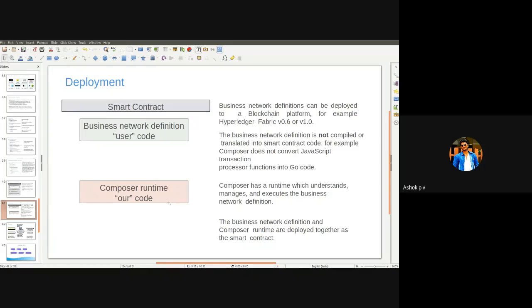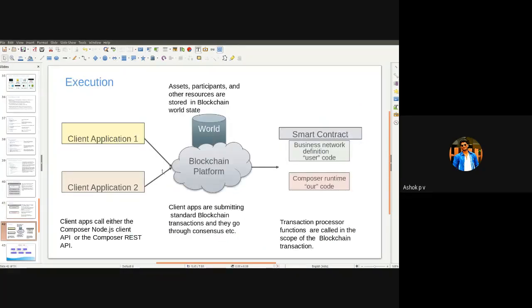Then they get deployed together as our smart contract. Because in smart contracts we usually have Golang, but in this case it is the business network definition and the Composer runtime that are deployed together, known as the smart contract. So together they create a smart contract, and this is how the execution happens easily.